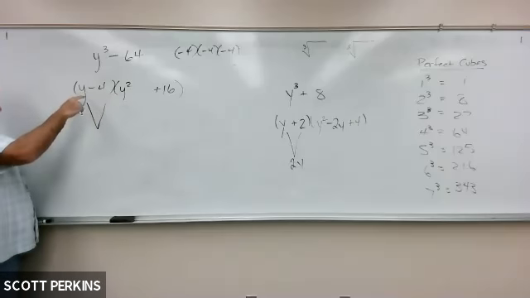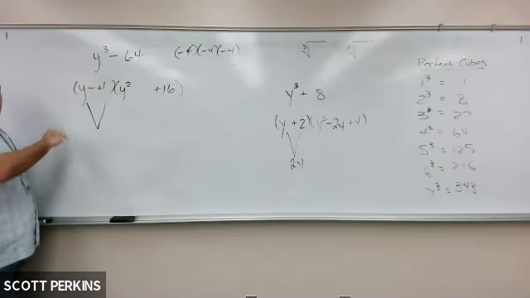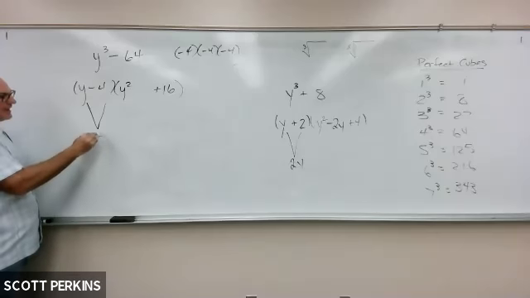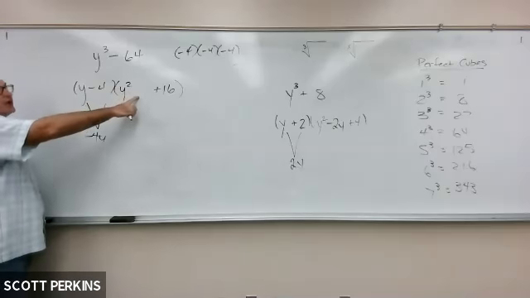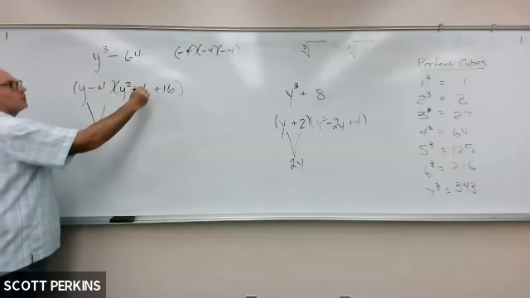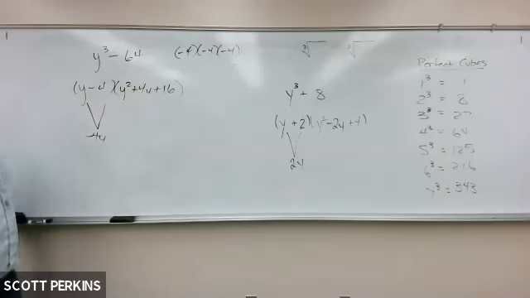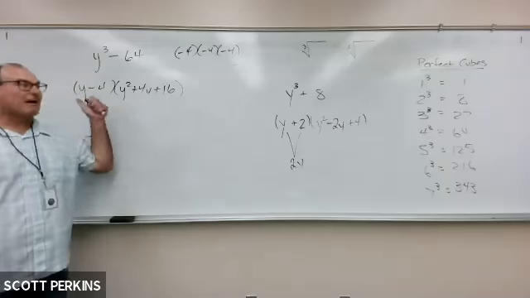What do I get when I multiply these two terms together? What's y times negative 4? Negative 4y, and then we change the sign. So what am I going to put in the middle right here? Positive 4y. Okay, we change the sign. Same pattern, even when it's a minus sign.